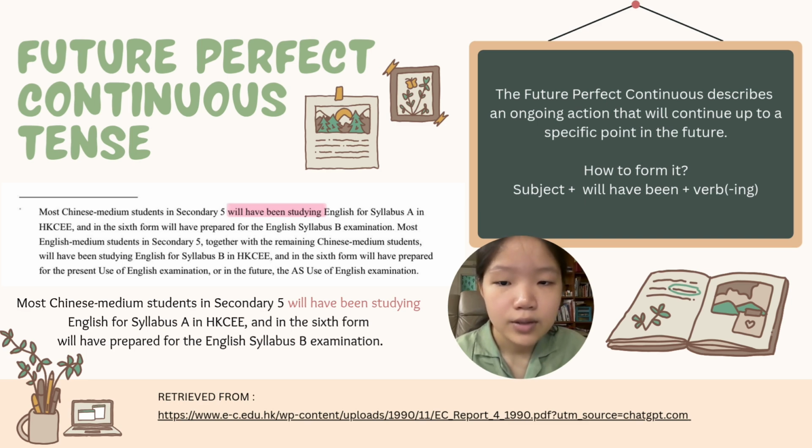Most Chinese medium students in secondary 5 will have been studying English for syllabus A in HKCEE, and in the sixth form, will have prepared for the English syllabus B examination. Here, most Chinese medium students in secondary 5 is the subject. We need to use will have been, adding ing to the verb, that is studying. So we can form a future perfect continuous sentence easily.